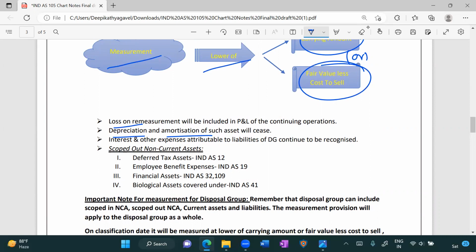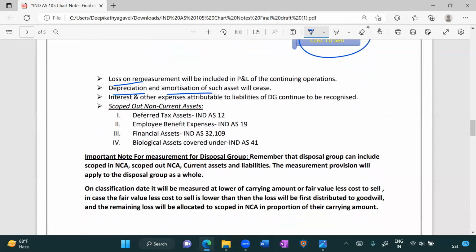So depreciation and amortization, of course, we have discussed in IND AS 16, IND AS 40 and IND AS 38 intangibles. Everywhere I mentioned that the moment it is classified under IND AS 105 held for sale, or if it is derecognized, your depreciation will cease, right? The same point is being repeated here also. Once it's classified under 105, the depreciation and amortization for that particular asset will cease, right?